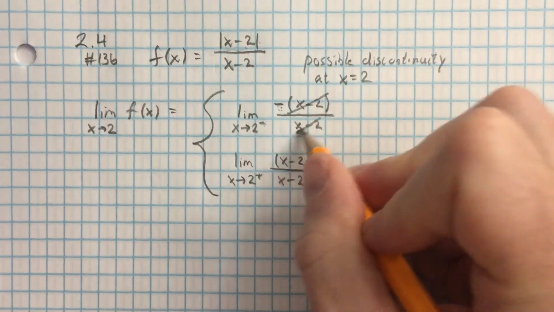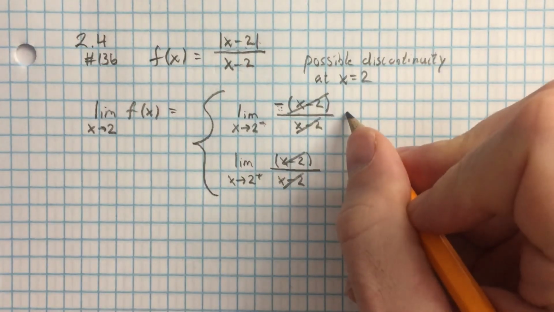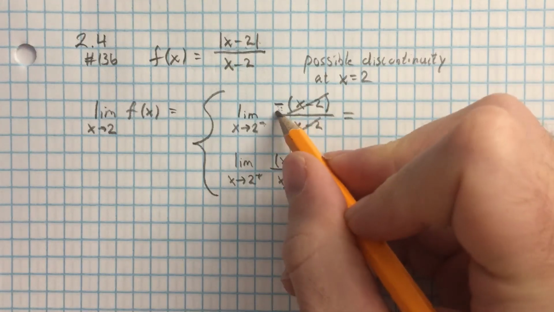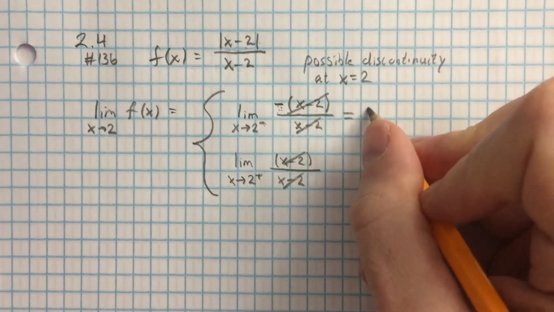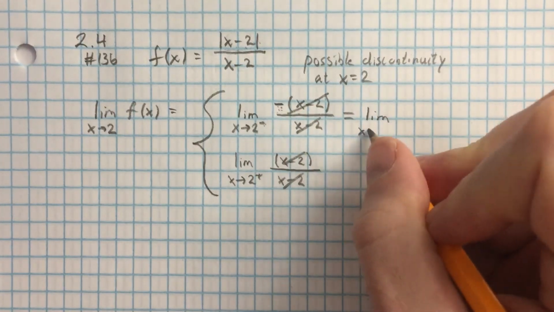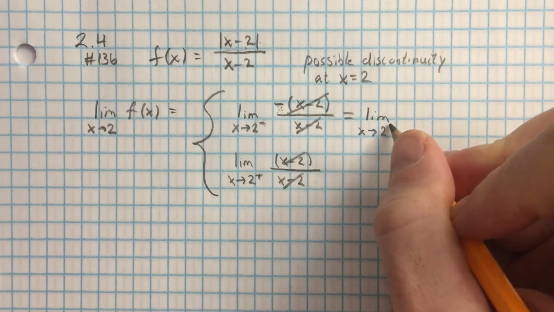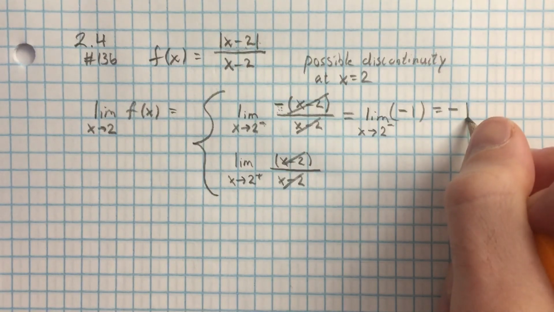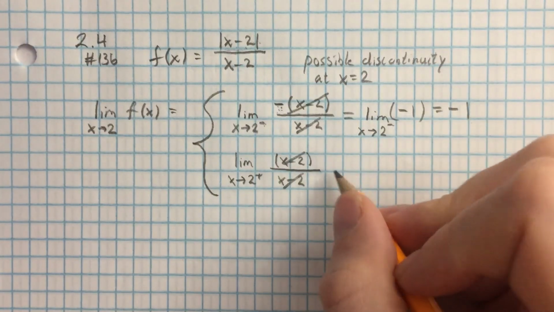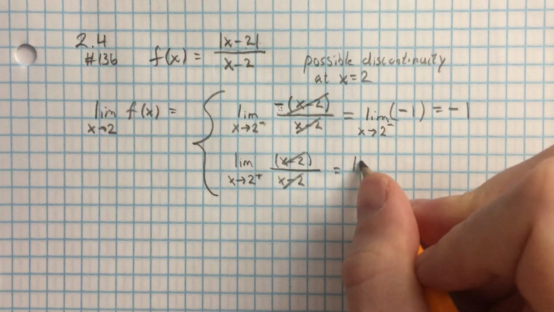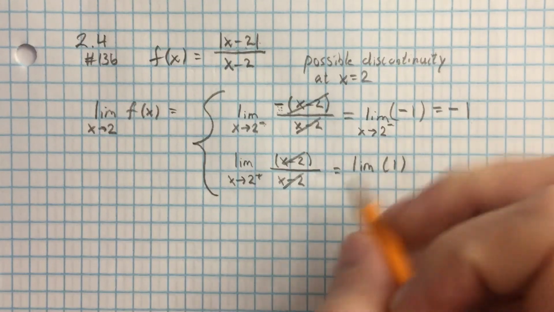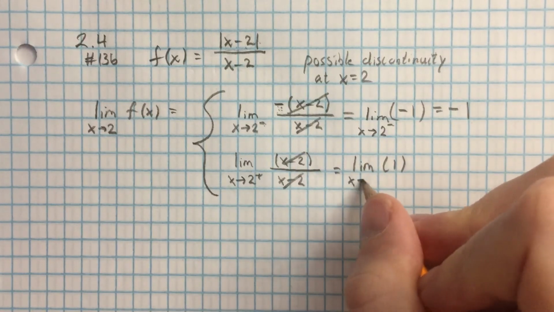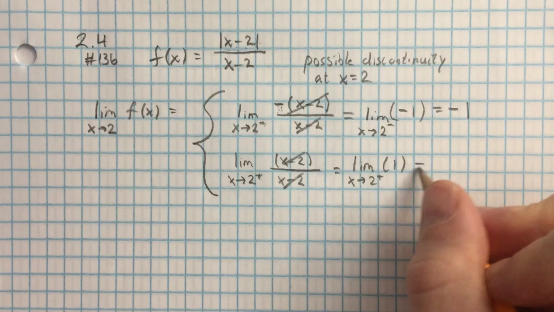Nevertheless, these factors will cancel. And so over here, it looks like we have only a factor of negative 1 left over. So the limit, of course, of that constant, negative 1, is nothing other than itself. The limit of a constant is always itself. And over here, the constant is a positive 1. It's all that's left in here as x approaches 2 from the right. So therefore, we get positive 1.